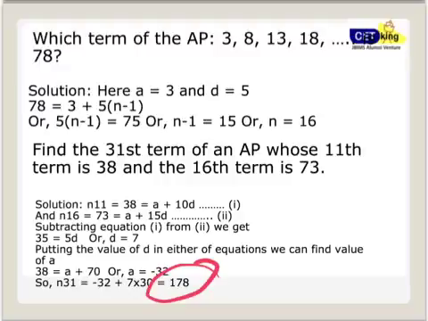A plus n minus 1D. Okay, A has come, D has come. All I have to do is 31st term, no problem. A plus 30D. A I know, D I know, I can solve. Alright.